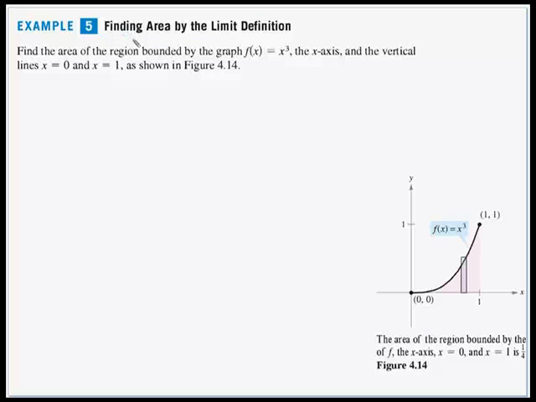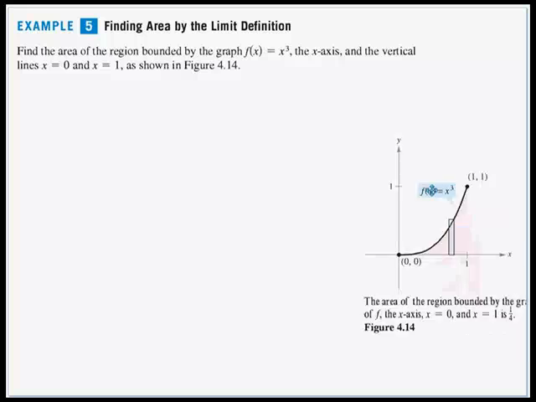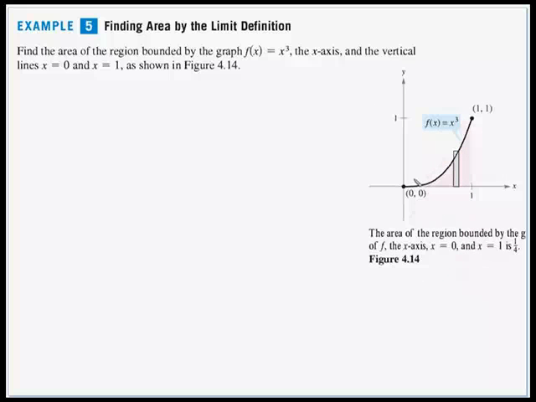In example 5, we're going to find the area by this limit definition. Find the area of the region bounded by the graph f of x is x to the third, the x-axis, and the vertical lines x is 0 and x is 1. So here in the picture, we're going from 0 to 1 on the x-axis. Our function is the cubic function. We're going to divide that into infinitely many subintervals and find the area that exists underneath that curve.